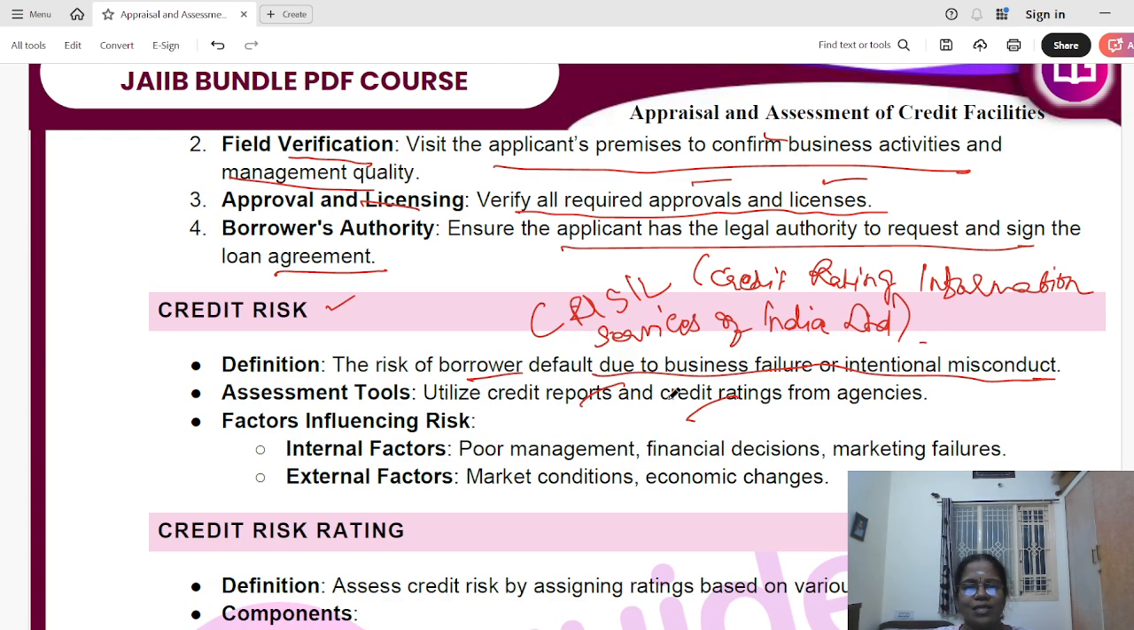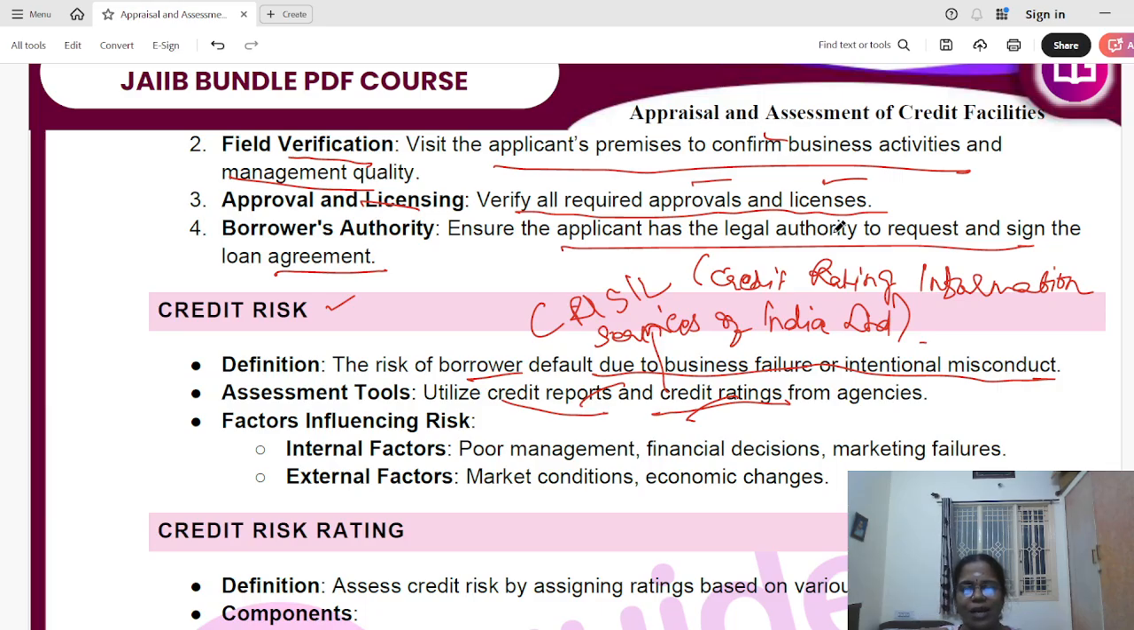So Appraisal is nothing but the agency that gives the credit reports as well as the credit worthiness of the borrowers. One of the famous credit rating agencies is Appraisal, which is the Credit Rating Information Services of India Limited. This company provides the credit rating of a particular customer.